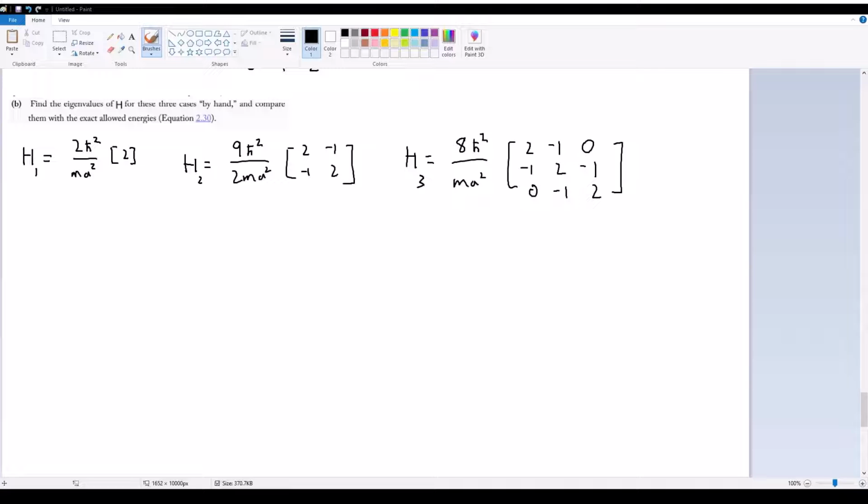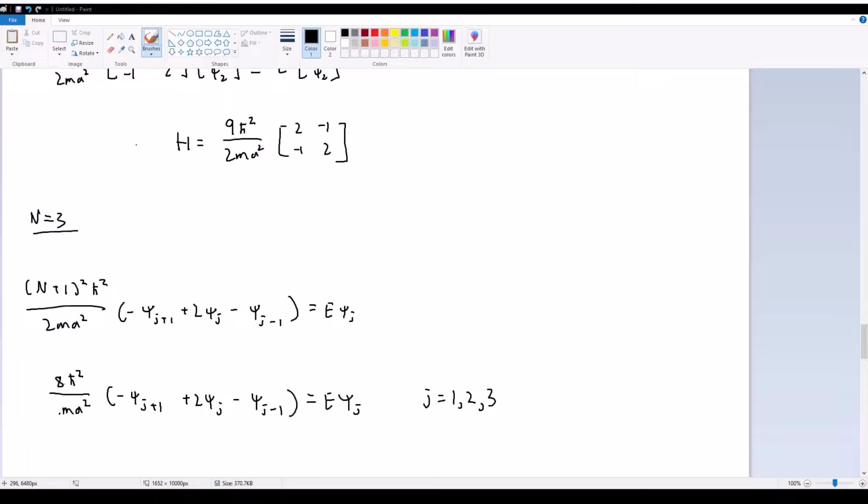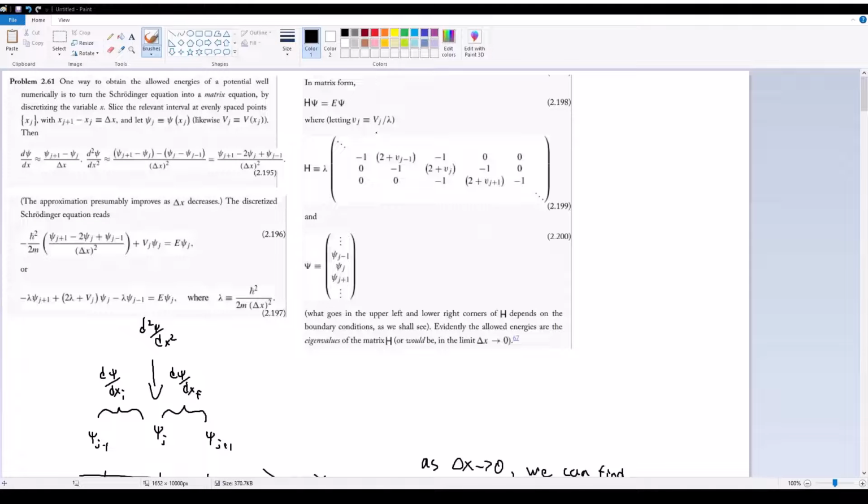Okay, so part B is asking us to find the eigenvalues of our H matrices and compare them with the exact allowed energies. This is referring to way back in the introduction where Griffiths makes the claim that, as you can see from the example, the allowed energies are the eigenvalues of the matrix H. So this is true, and we are not really proving it.